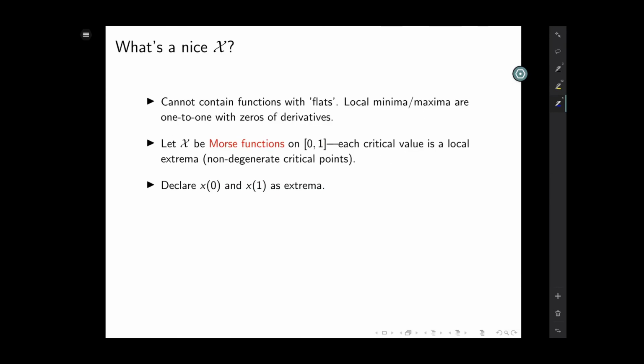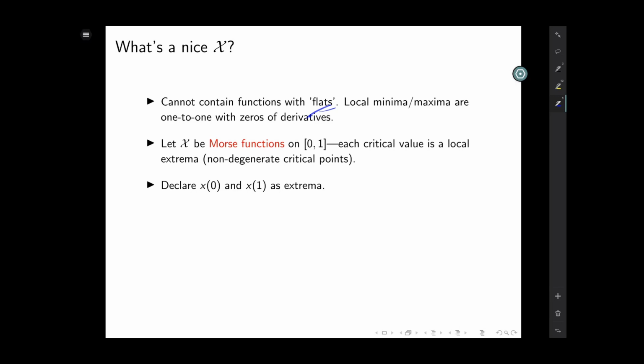But in order to do this, I need to start off with a nice function space X. If the story is going to be about extrema, local minima and maxima, then I can't have functions which have flats, because they will destroy the notion of whatever I need for shape. So effectively, I'm going to take functions wherein every critical point is non-degenerate. That is, its second derivative at the critical point will not be equal to 0. These are effectively called Morse functions on 0, 1.